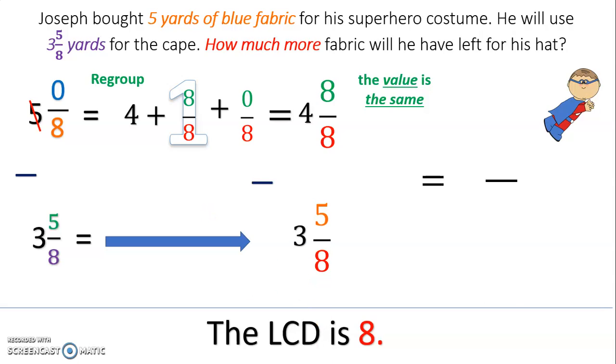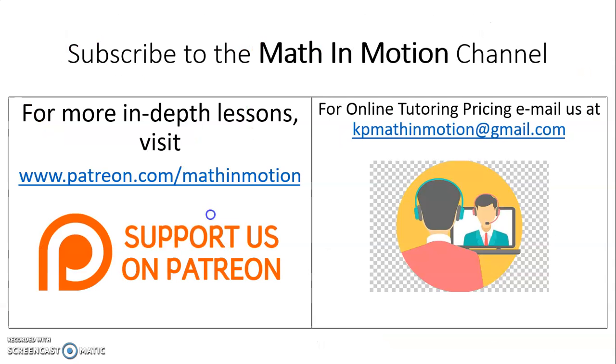And reminder that our denominator will stay the same. We can subtract our numerators. 8 minus 5 will give us 3. And our whole numbers, 4 minus 3, will give us 1. We can say 1 3/8 more yards of fabric.